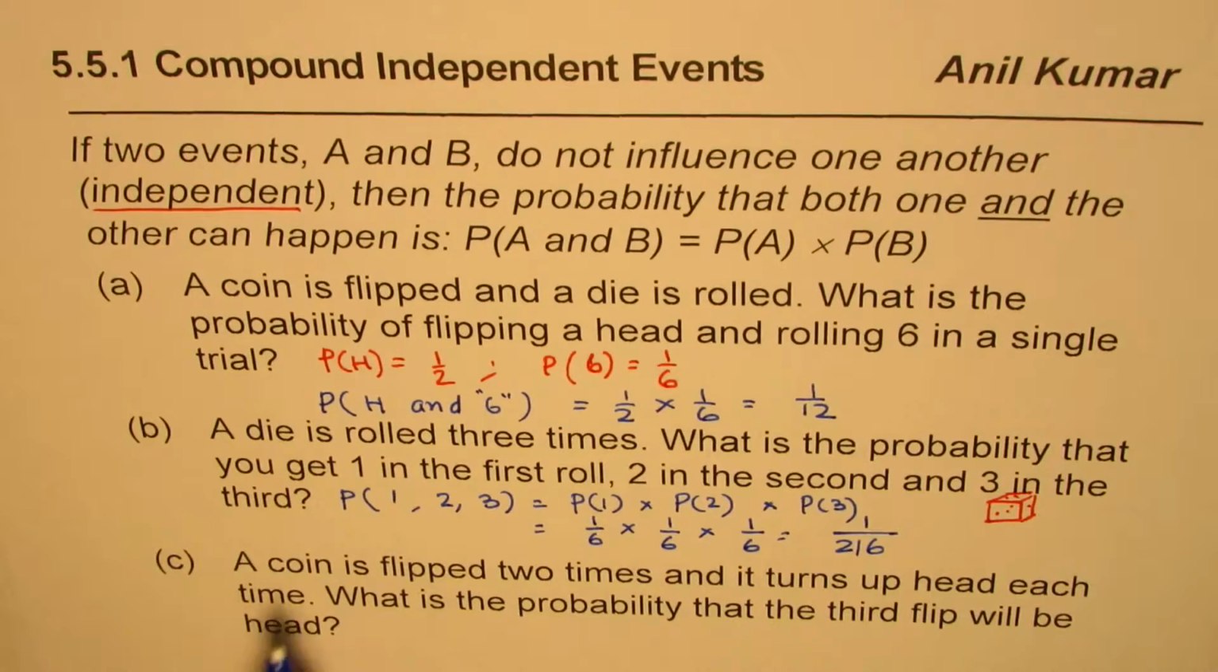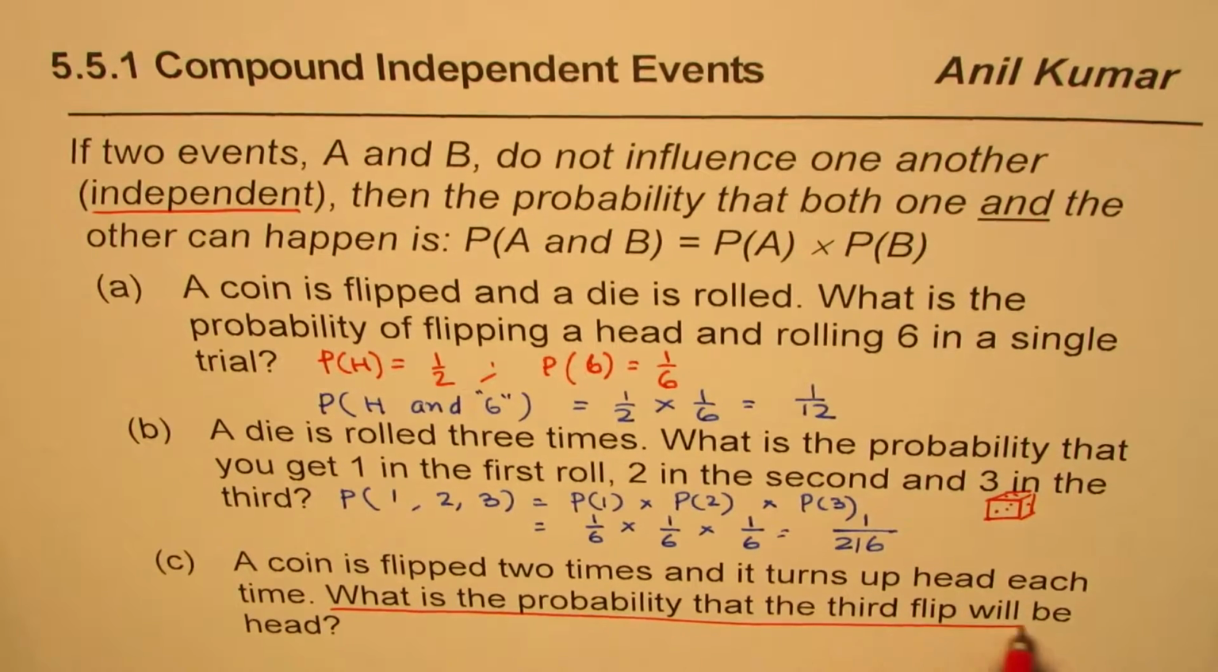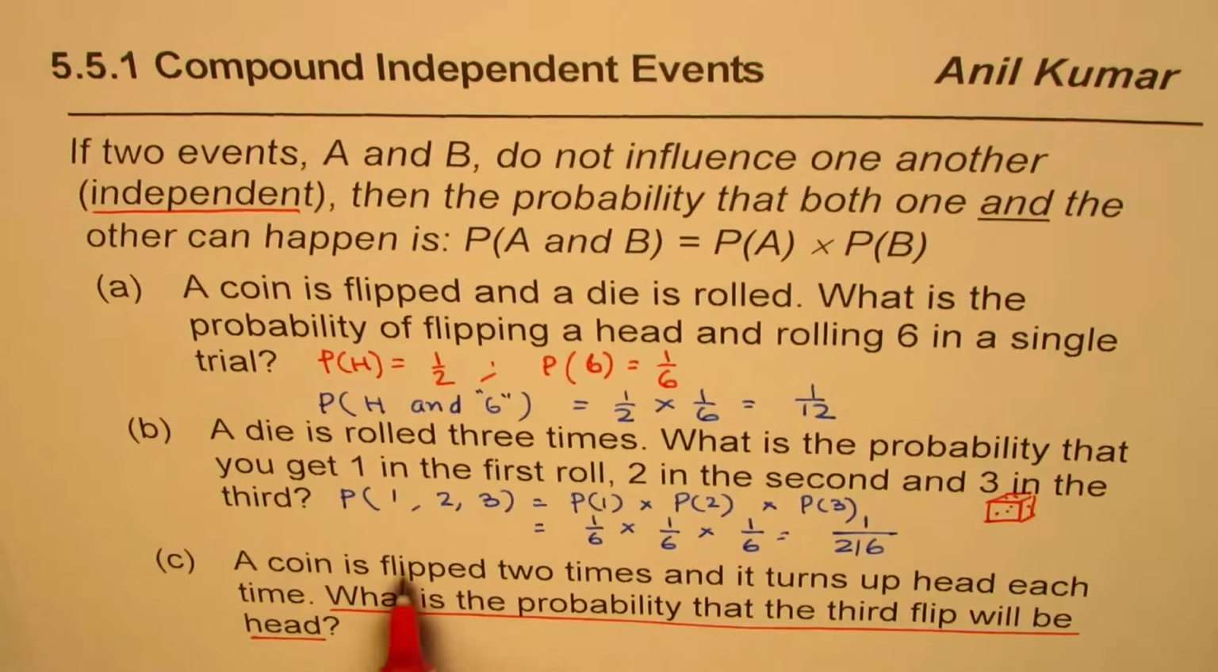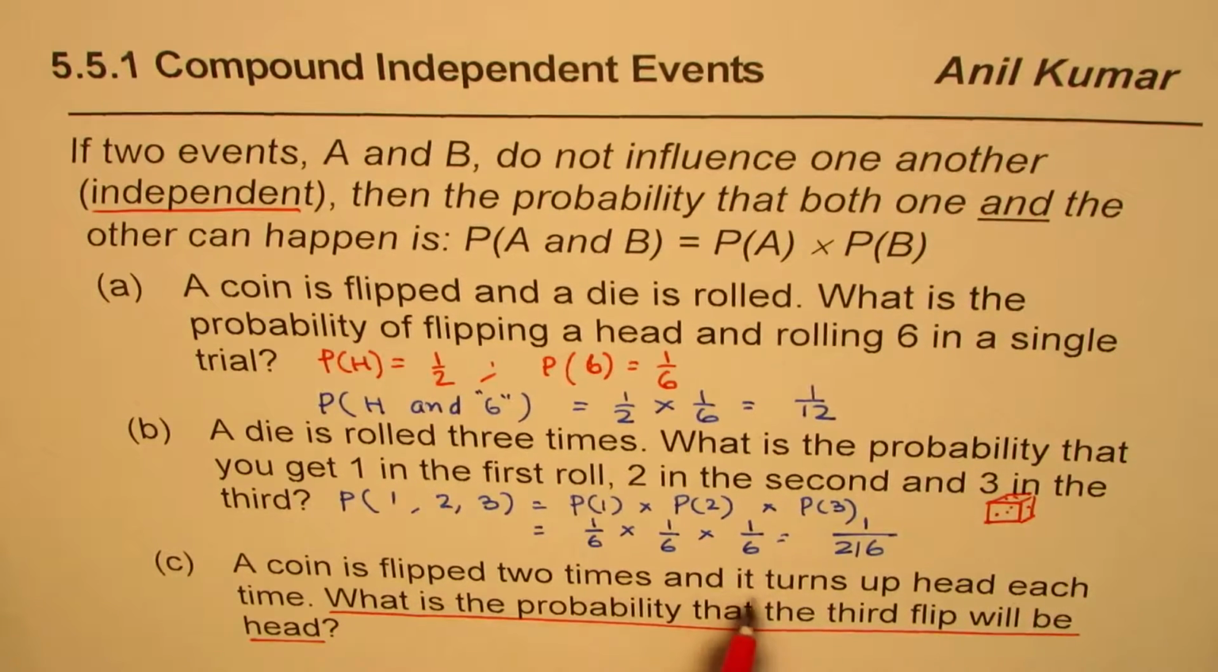Next question is, a coin is flipped 2 times and it turns up head each time. What is the probability that the third flip will be head? And that's the question for you. Now let's read it very carefully. What are we asking for? We are asking, what is the probability that the third flip will be head? And before that, we're given some information: a coin is flipped 2 times and it turns up head each time.